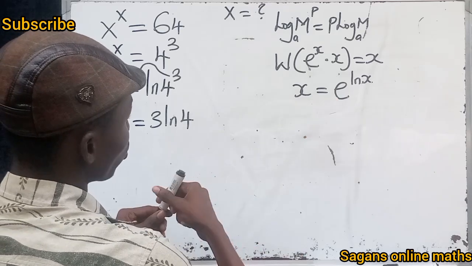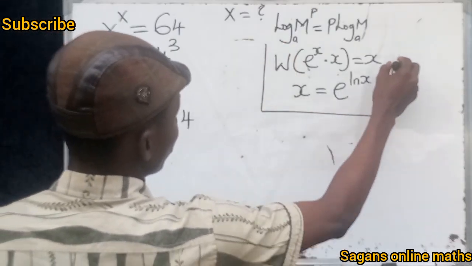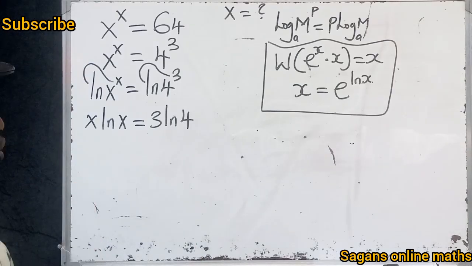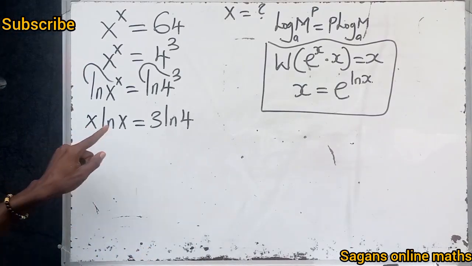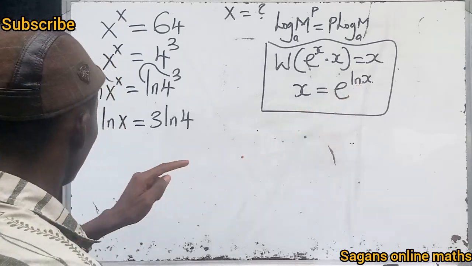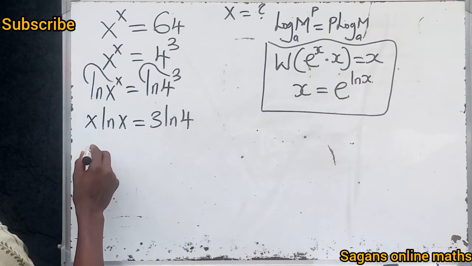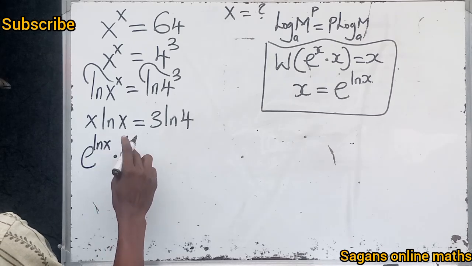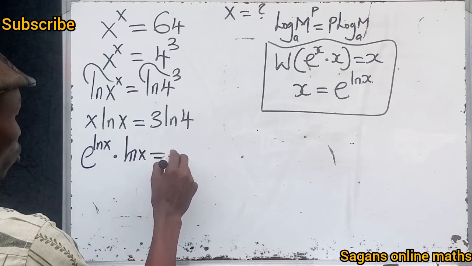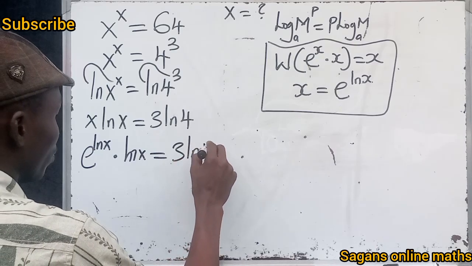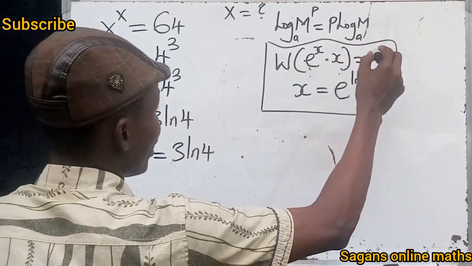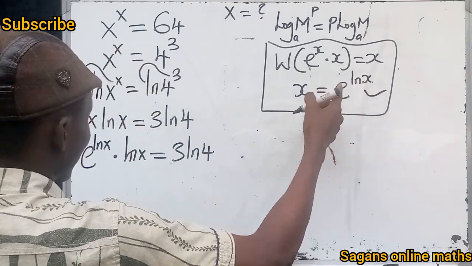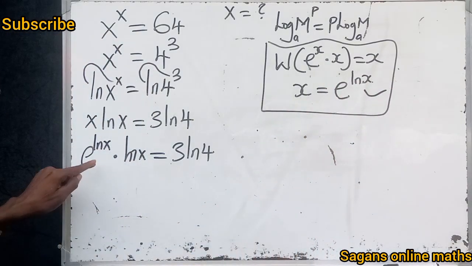Okay, fine. So these are the things we have to take note of in the Lambert W function. They are very key concepts you have to understand. Now in place of x, we know that x is equal to e raised to the power of ln x. So this is e raised to the power of ln x, multiplied by ln x, equals 3 ln 4. Now we are obeying this law, because x equals e raised to the power of ln x, and in place of x we substitute e raised to the power of ln x.